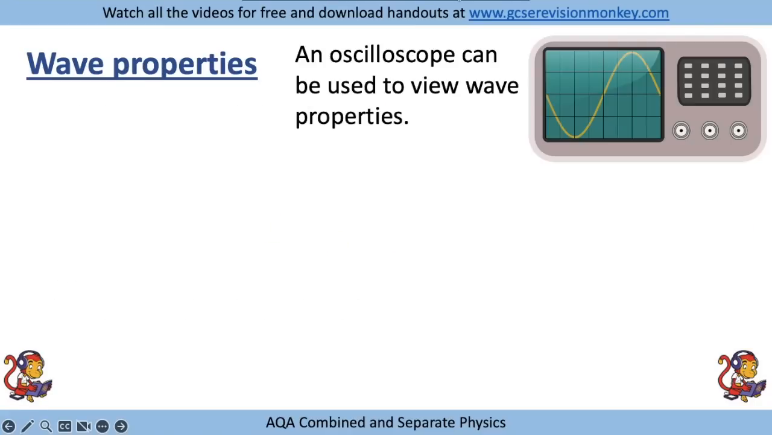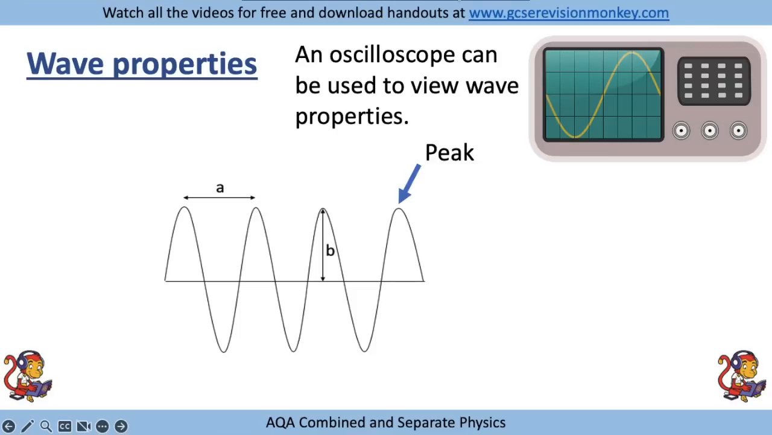An oscilloscope can be used to view wave properties. So you've got the peak and the trough. A represents a wavelength and B represents the amplitude of the wave.